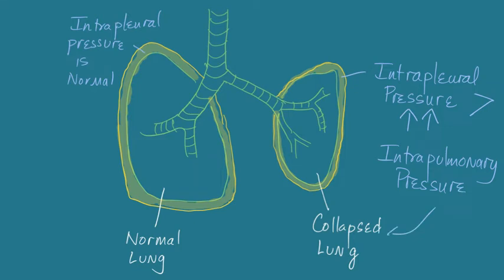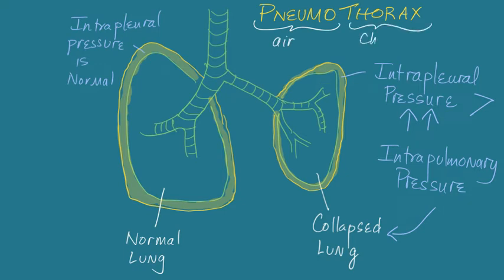Another word for the collapsed lung is pneumothorax. Pneumos means air, and thorax means chest cavity. This means that air has entered the chest cavity, causing the intrapleural pressure to increase and collapsed lung.